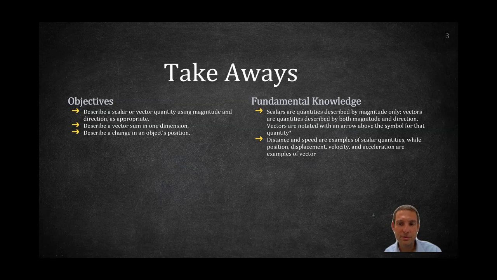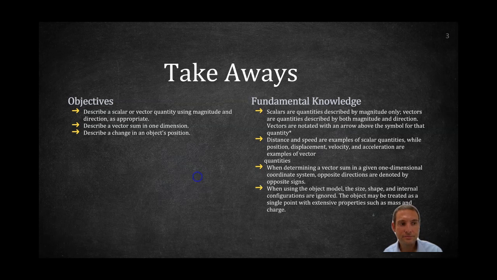Distance and speed are examples of scalar quantities, while position, displacement, velocity, and acceleration are examples of vector quantities. There's more of each of those as we go throughout the year. When determining a vector sum in a given one-dimensional coordinate system, opposite directions are denoted by opposite signs.